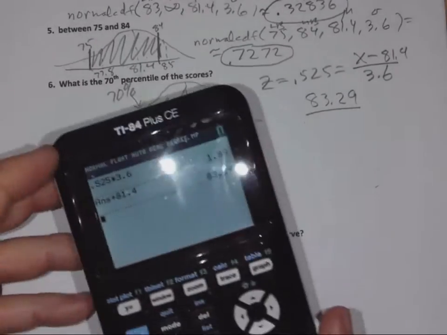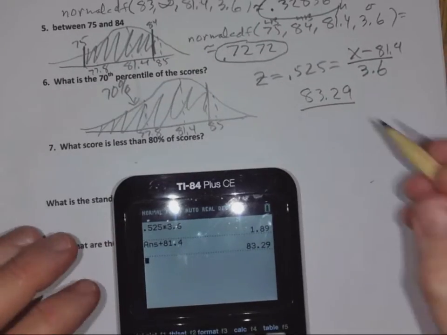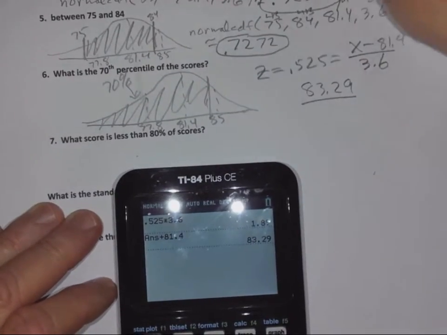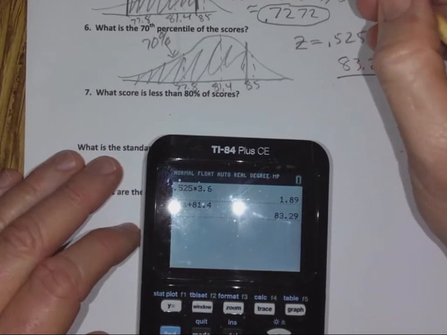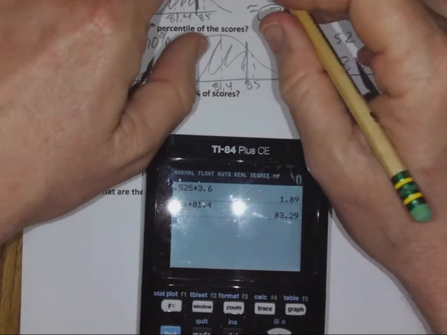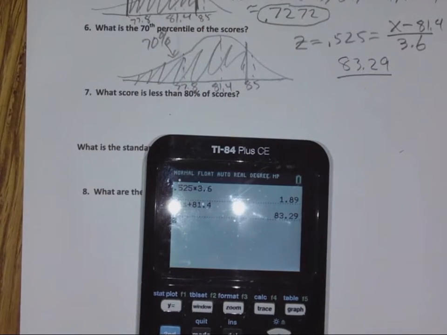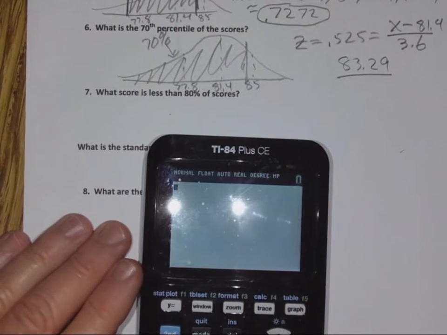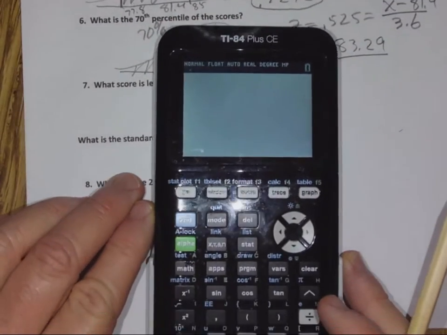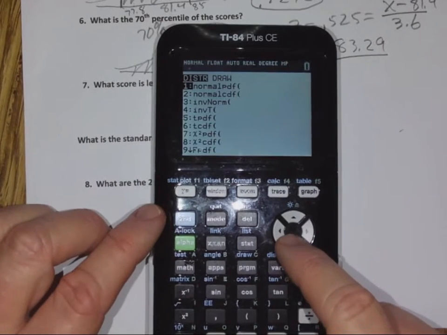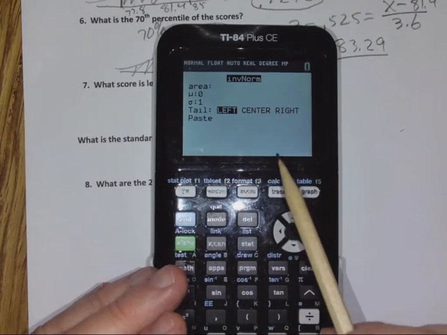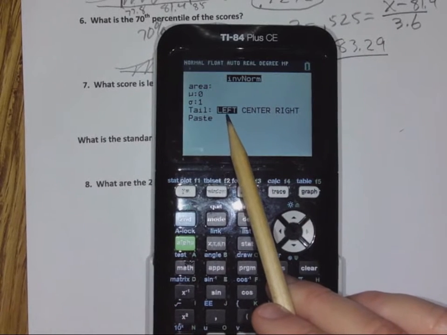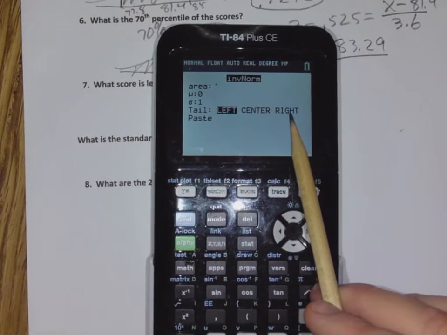But the quickest way to do this is working with inverse norm. You use inverse norm when you're given an area and asked to find an x value. Normal CDF is when you're given an x value and trying to find an area. Inverse norm is on the distribution menu, so I'll go second distribution, inverse norm. The latest versions of the 84 give you the option of a left area, center area, or right area.